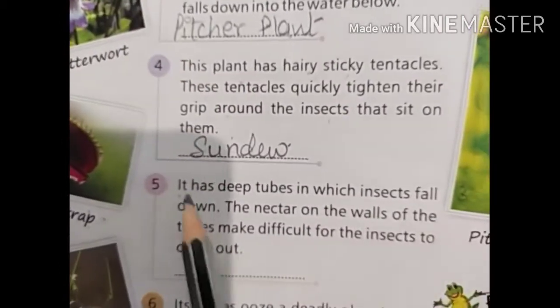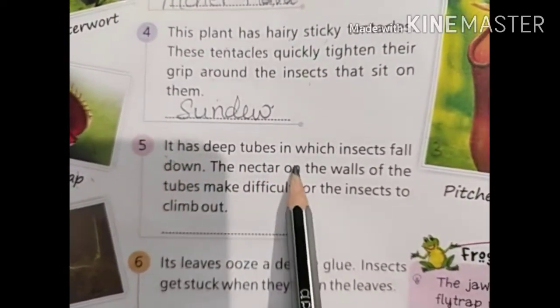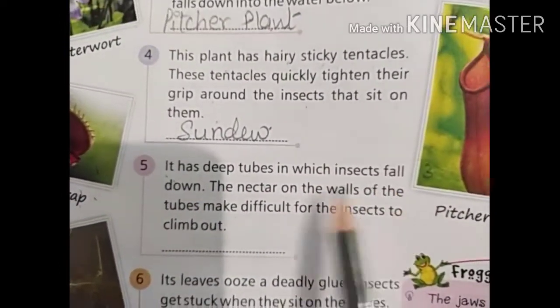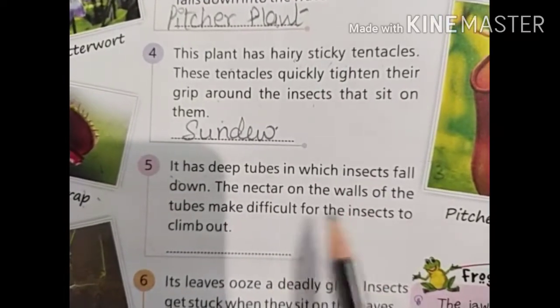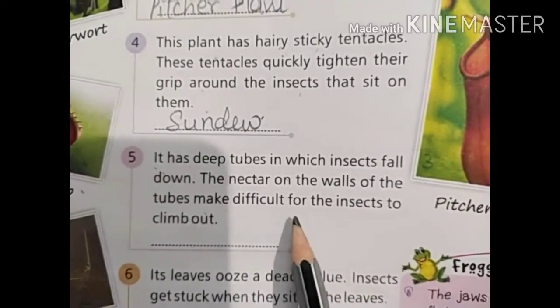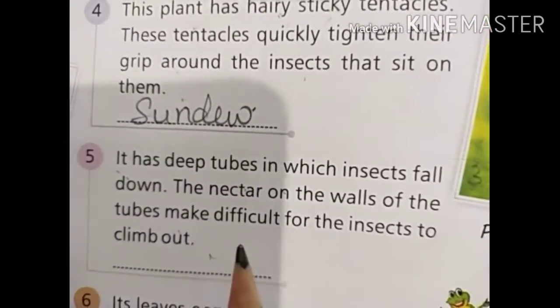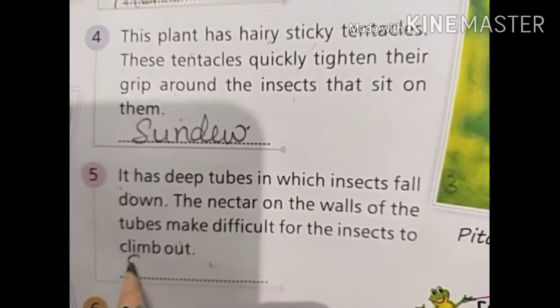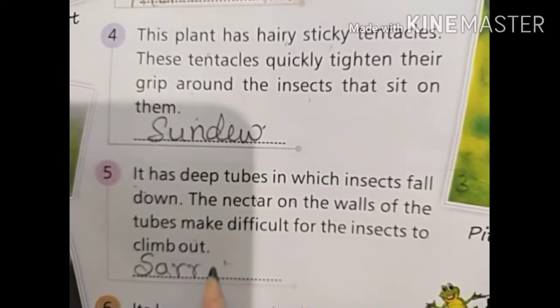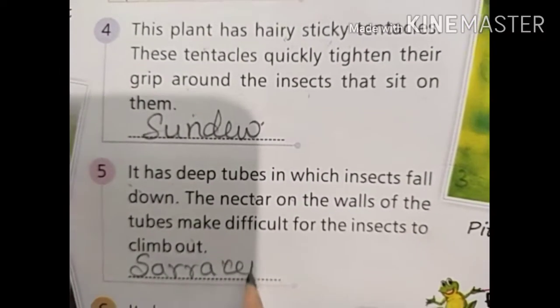Now the question number 5. It has deep tubes in which insects fall down. The nectar on the wall of the tubes makes it difficult for the insects to climb out. So this is answer number 5. It is Sarracenia. The answer is Sarracenia. You can see the picture here.